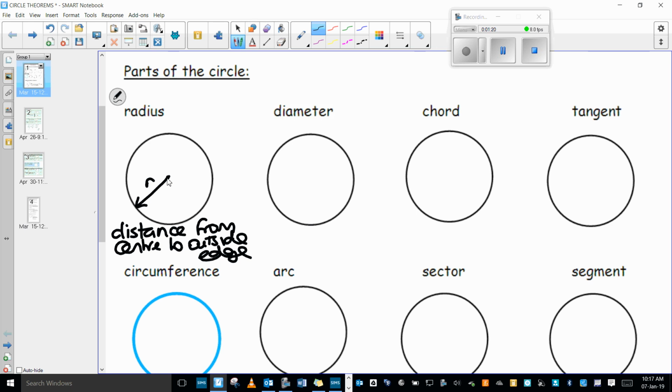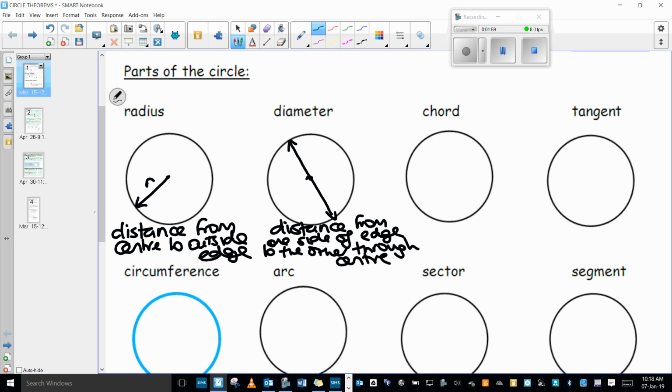Diameter. We can describe the diameter. From where to where? Okay, so from one side of the circle to another, going through the centre. Excellent. Sorry I didn't show the centre on your circles. So the distance from one side of the edge to the other through the centre.